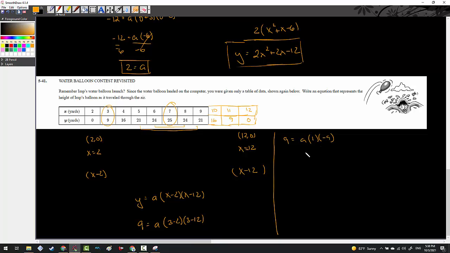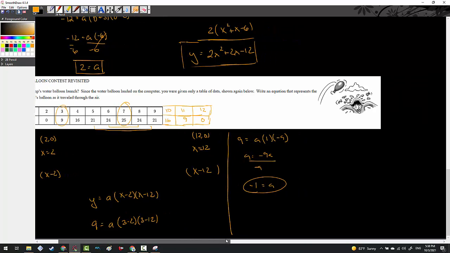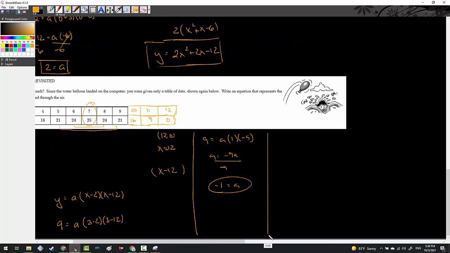So that means that I'm going to get negative 9a equals 9. So if I divide both sides by negative 9, a equals negative 1, which should fall in line with the water balloon contest, right? We saw that happen. We expected all of our equations to be negative parabolas because the balloon is going up and then coming down. So that should make sense that the a term would be negative.